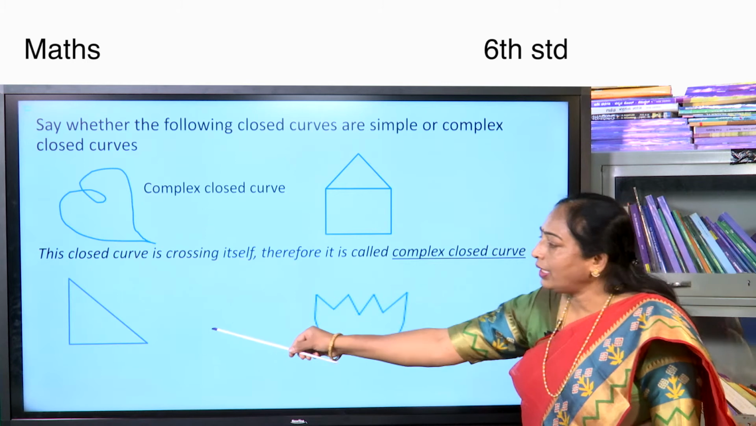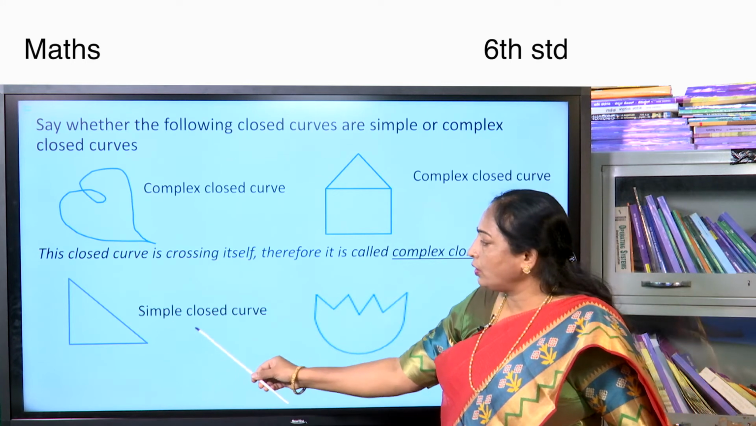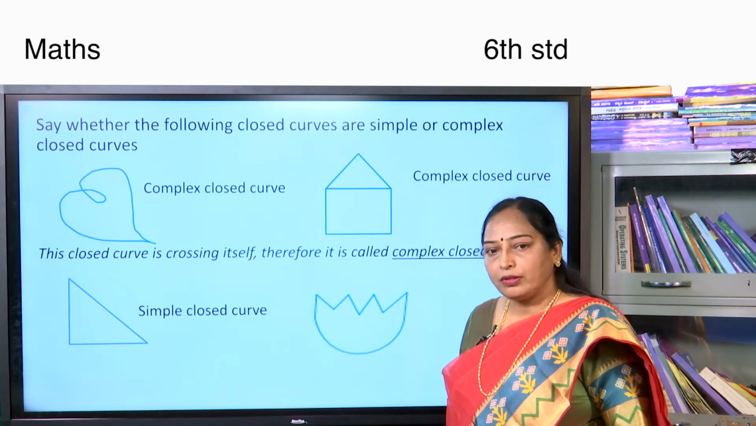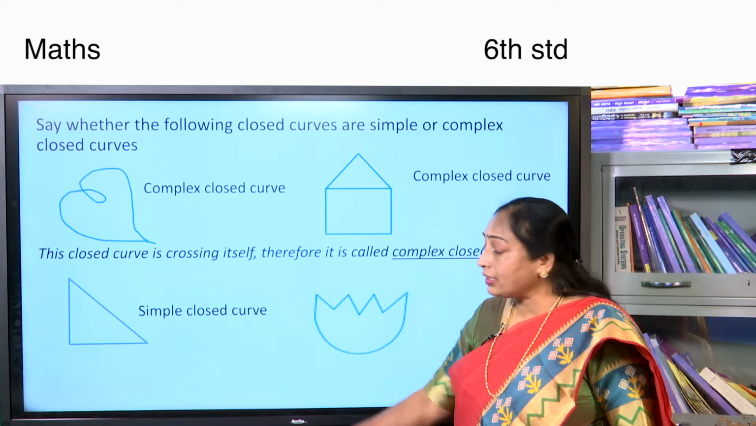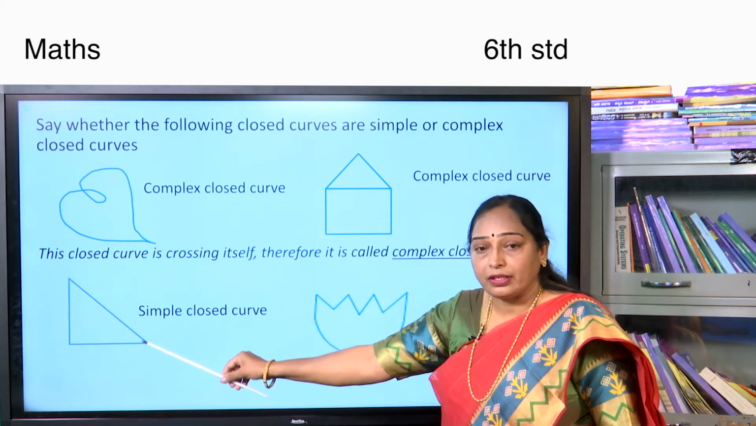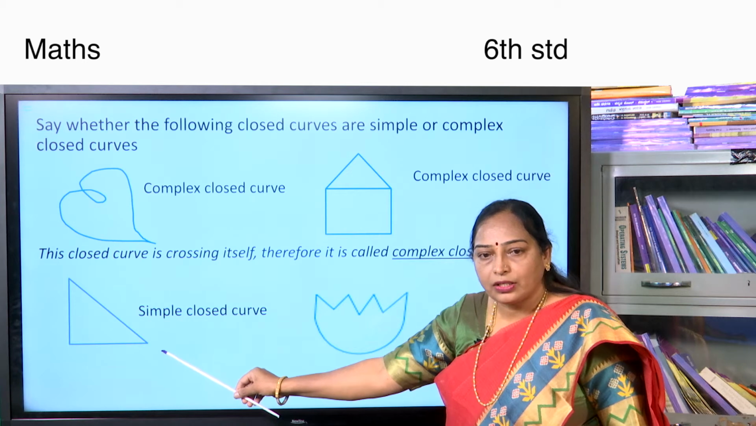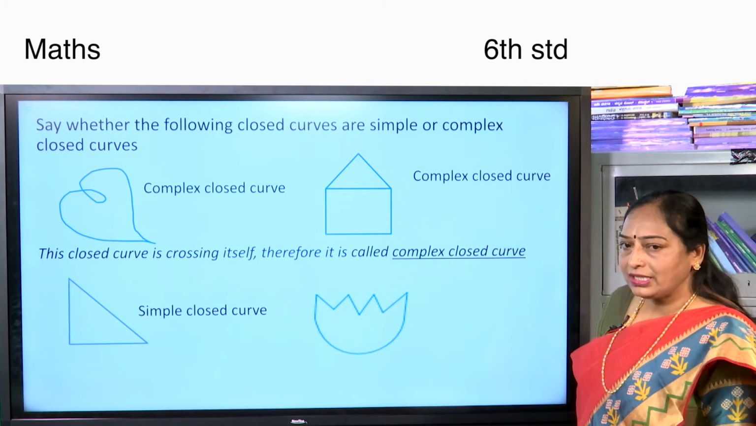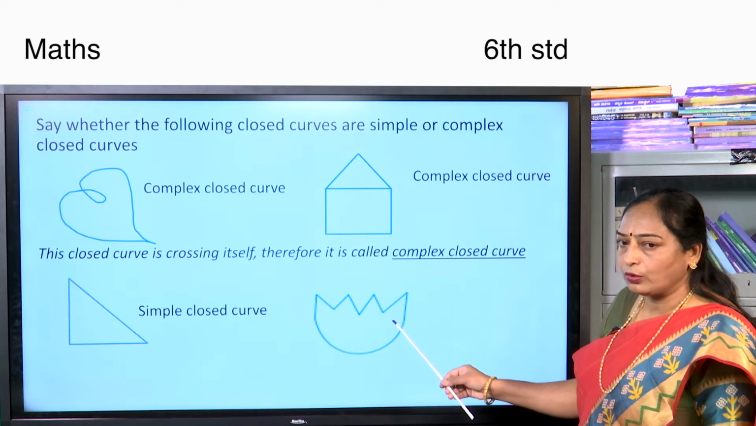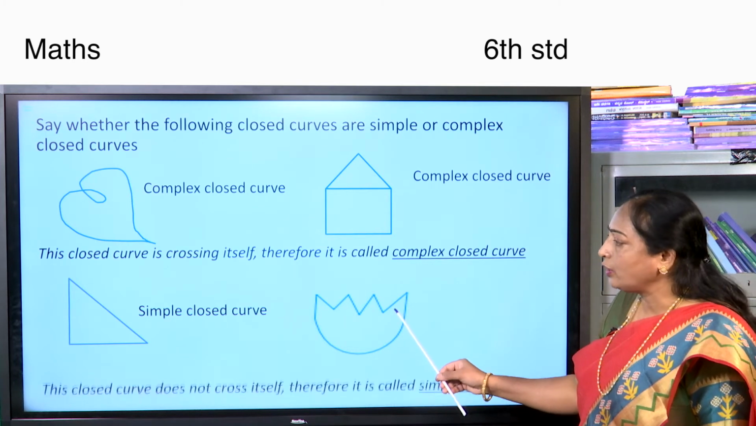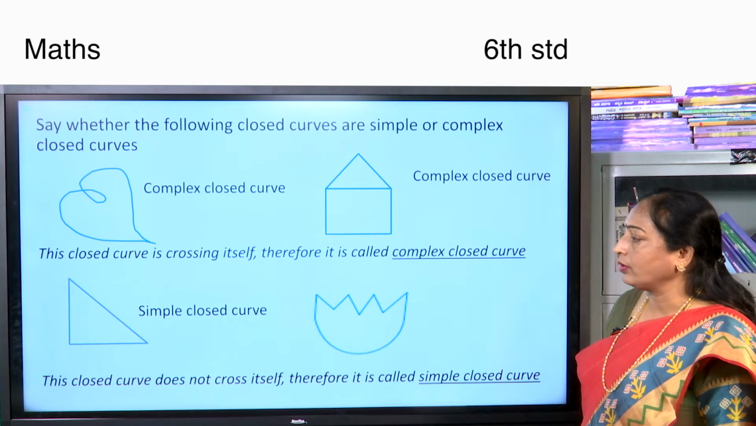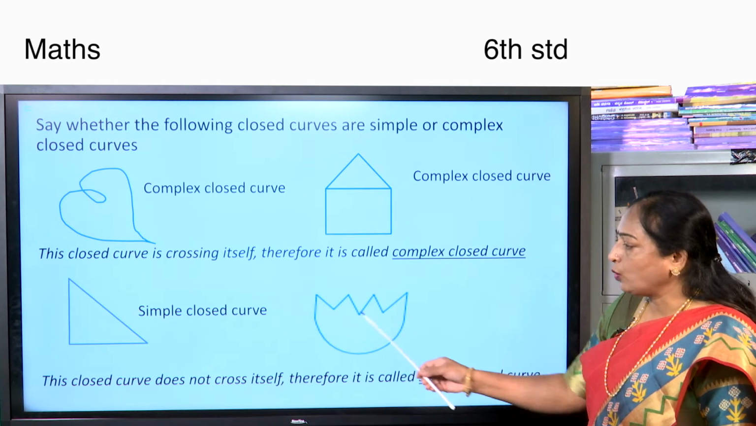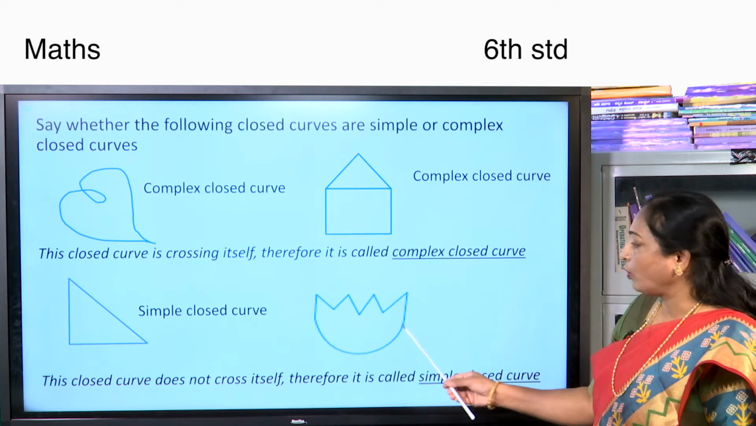Look at this figure. Simple closed curve. Why is it a simple closed curve? It does not cross anywhere. Therefore, it is called a simple closed curve. Next one. Can we see any crossing here? No. Therefore, it is a simple closed curve. These two curves are simple closed curves.